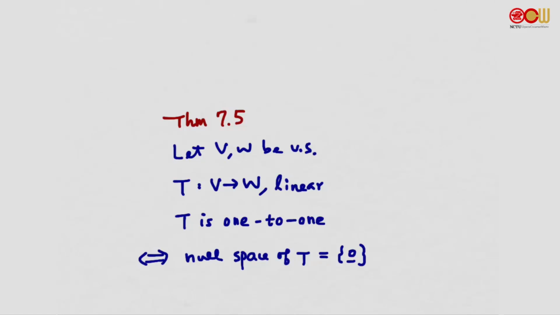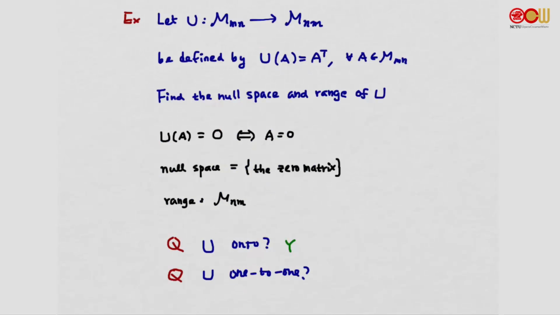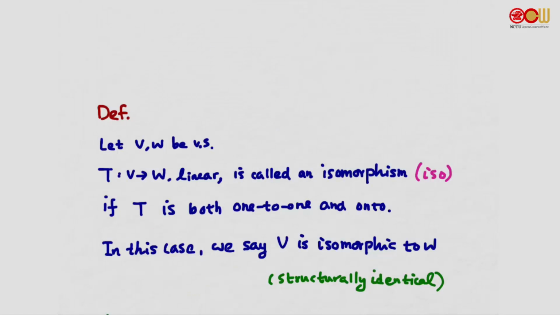And the result, very similar to what we had in Chapter 2, is that if V and W are vector spaces and T from V to W is linear, T is 1 to 1 if and only if the null space of T consists of only the 0 vector. Now we can go back to this example and ask if U is 1 to 1. And we see that the null space has only the 0 matrix. So indeed, it's 1 to 1.